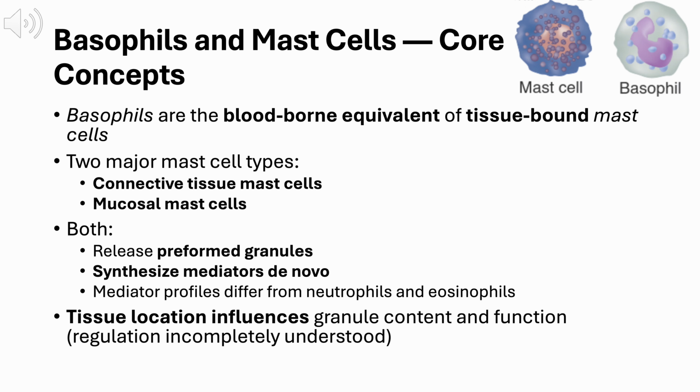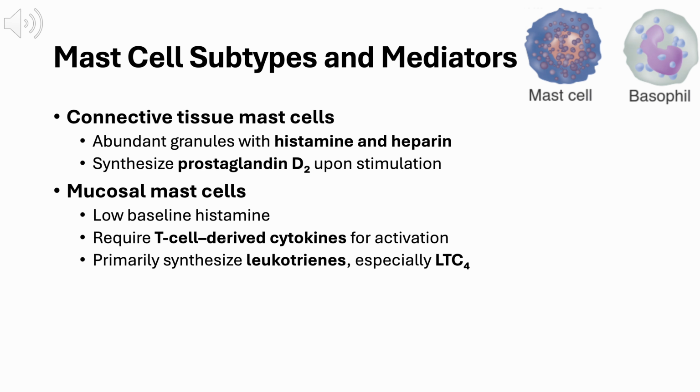Looking more closely at the two major mast cell subtypes, connective tissue mast cells contain abundant granules rich in histamine and heparin. When stimulated, they also synthesize prostaglandin D2, which contributes to vasodilation, vascular permeability, and recruitment of additional inflammatory cells. Mucosal mast cells behave somewhat differently.